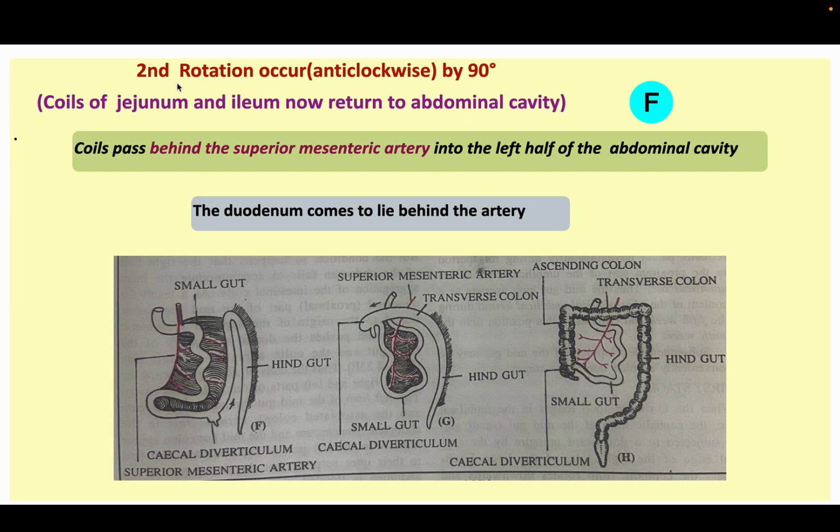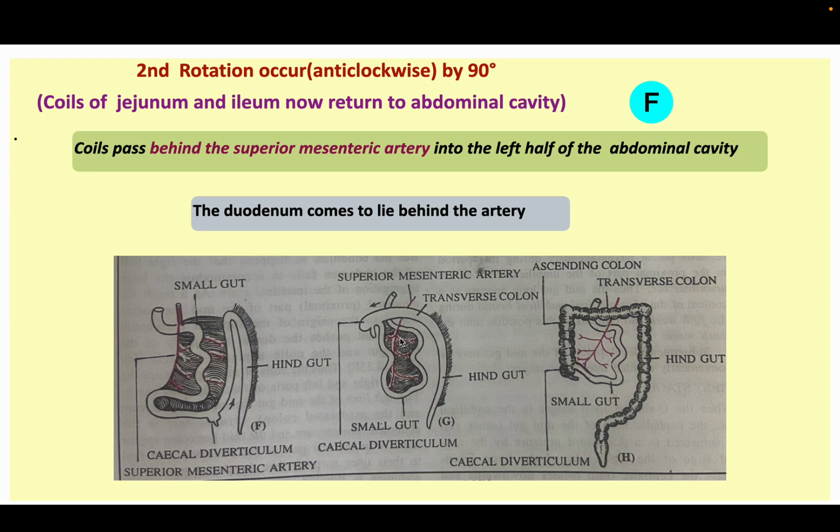Now another second rotation occurs anti-clockwise by 90 degrees. Now the coils of jejunum and ileum which were lying on the right side just pass behind the superior mesenteric artery and come to lie on the left side of the abdominal cavity. Now the duodenum comes to lie behind the artery. You can see in the diagram.